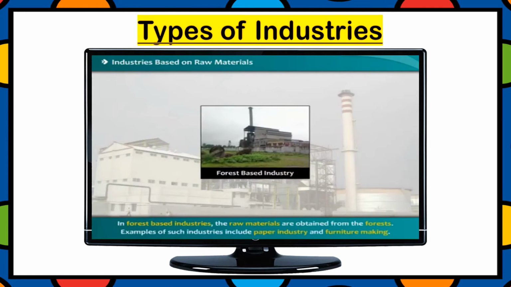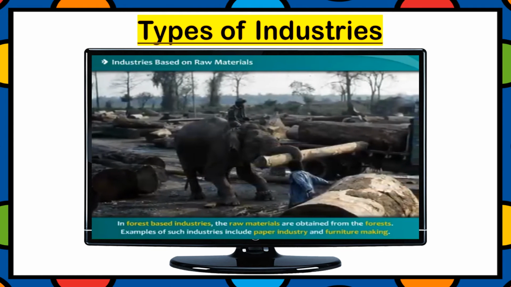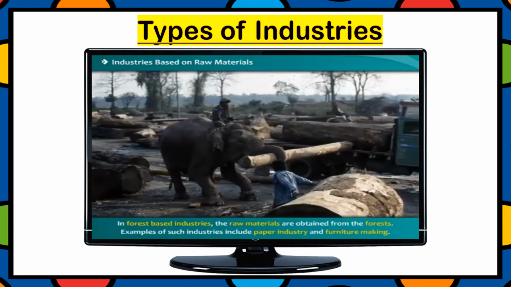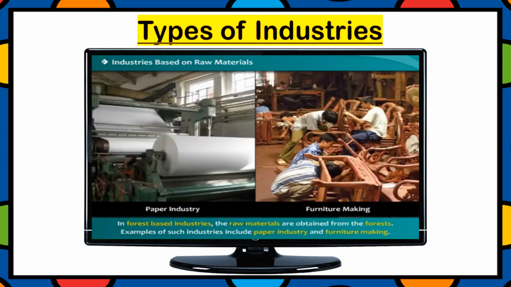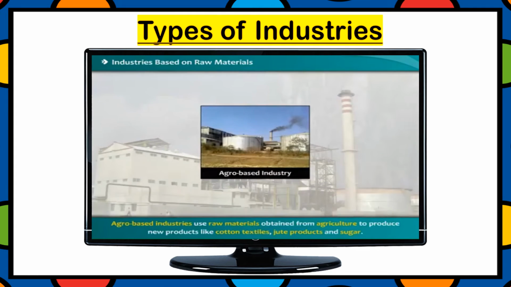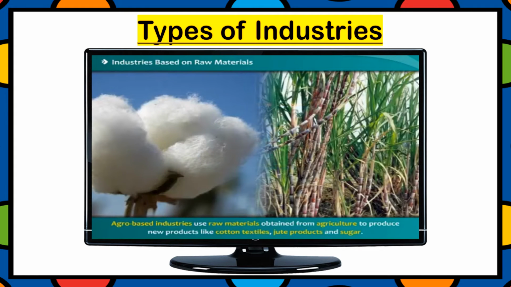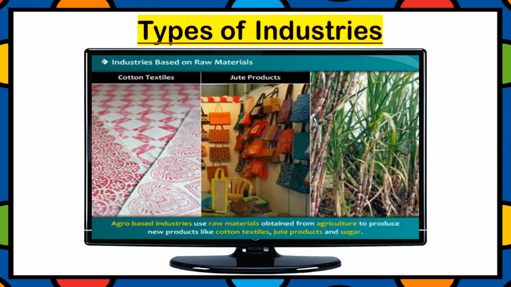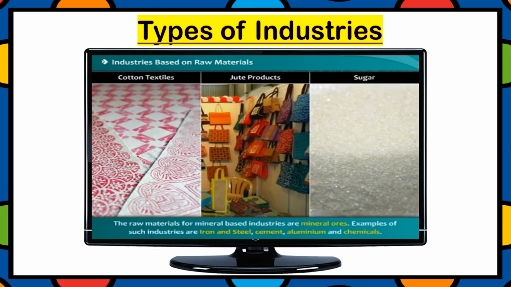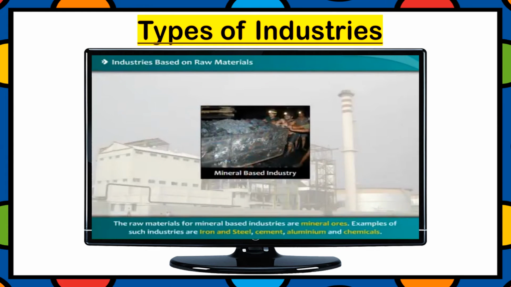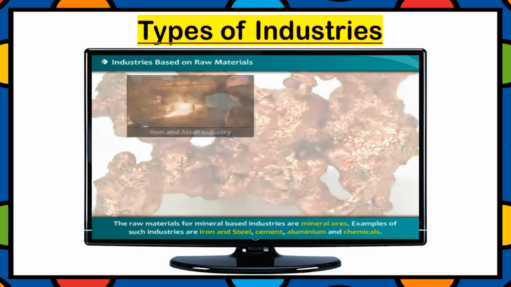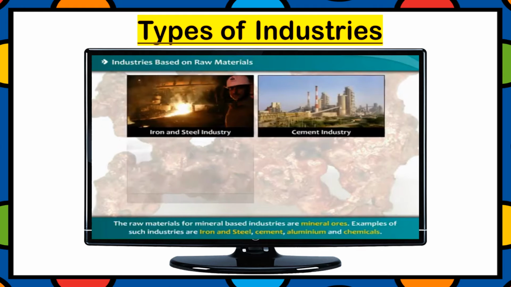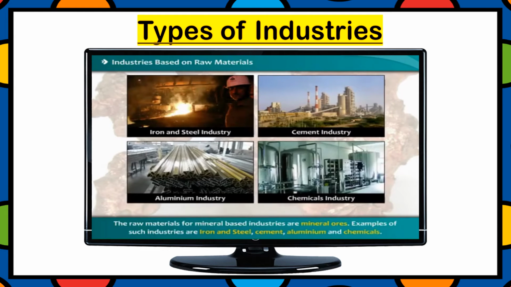In forest-based industries, the raw materials are obtained from the forests. Examples of such industries include paper industry and furniture making. Agro-based industries use raw materials obtained from agriculture to produce new products like cotton textiles, jute products, and sugar. The raw materials for mineral-based industries are mineral ores. Examples of such industries are iron and steel, cement, aluminium, and chemicals.